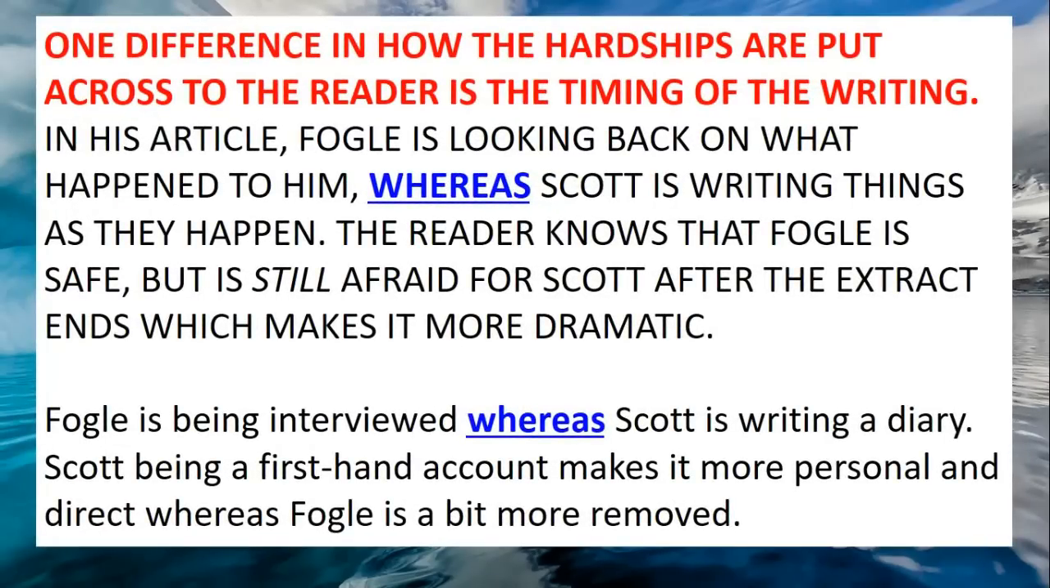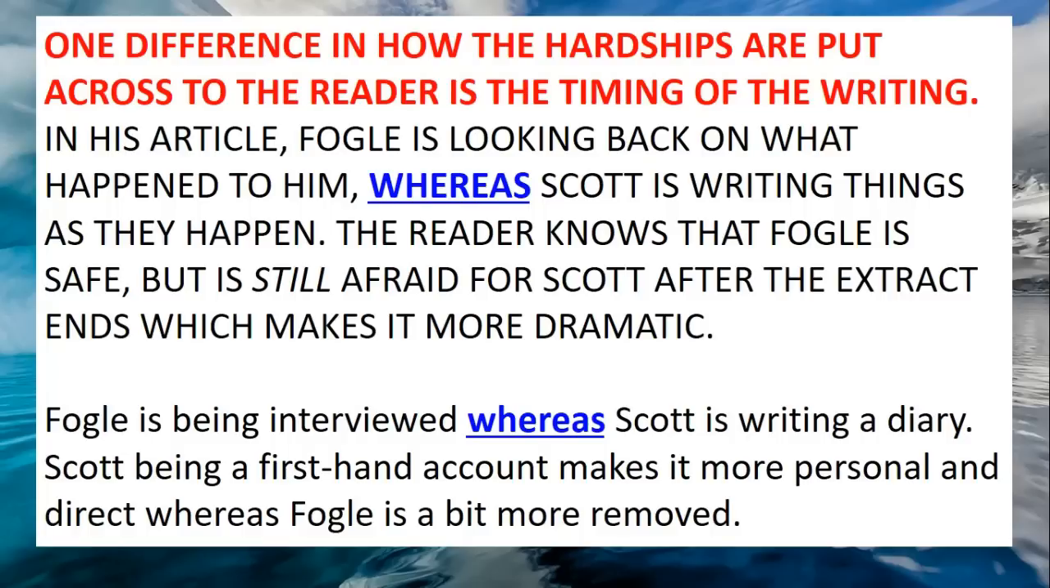Okay, another difference, my point. One difference in how the hardships are put across to the reader is the timing of the writing. So now I'm going to talk about something that they contrast. In the article, Fogle was looking back on what has happened to him, whereas Scott is writing things as they happen. Then the effect on the reader: the reader knows that Fogle is safe, but is still afraid for Scott after the extract, which makes it more dramatic.